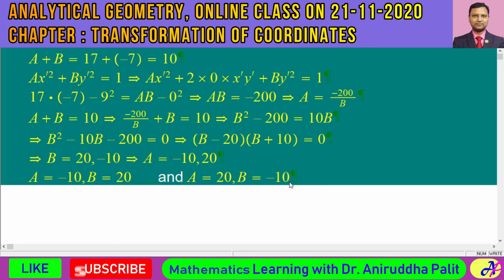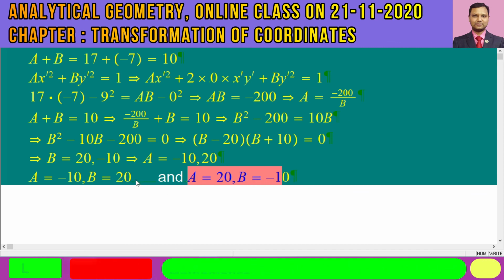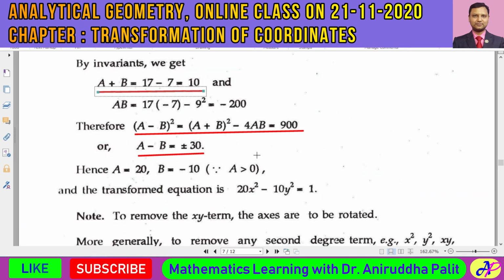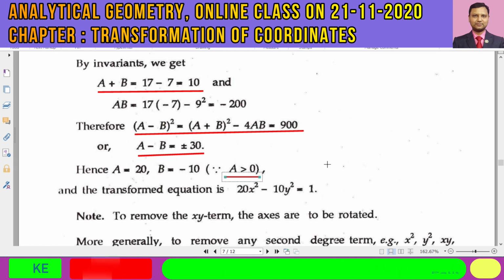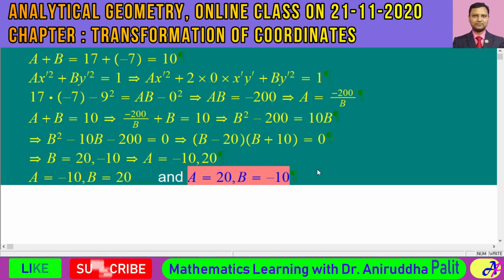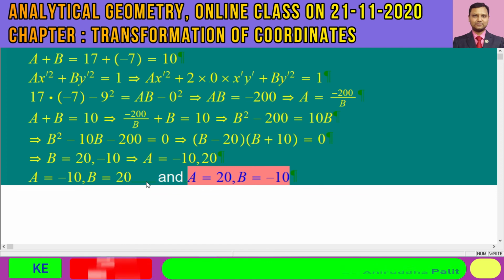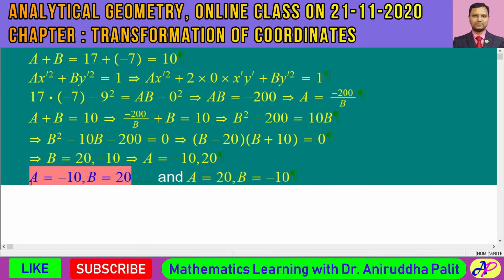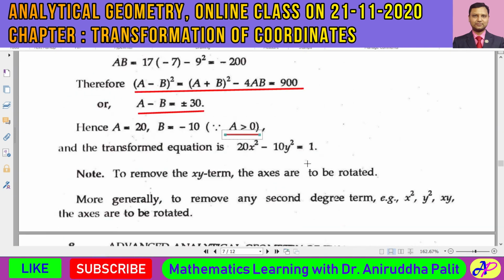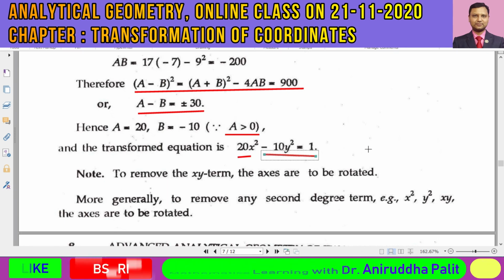So in your question you are given that a is a positive quantity, so you have to consider the second solution, not the first solution. Got it? In the question it is already given that a is positive. That's why you have to choose a is equal to 20 and b is equal to minus 10. But if no information is provided, then you will have to consider both of these two possible solutions. Anyway, so ultimately you see that a is equal to 20 and b is equal to minus 10. So we got this result. Result is proved. Okay.